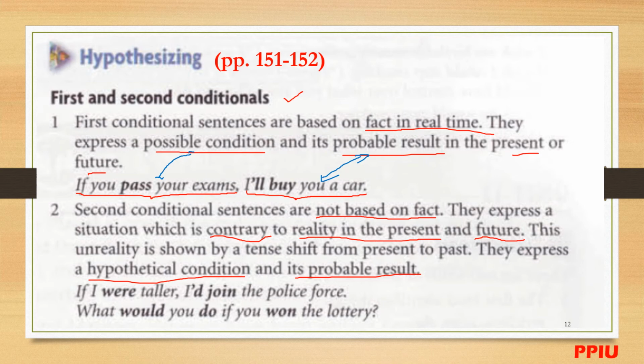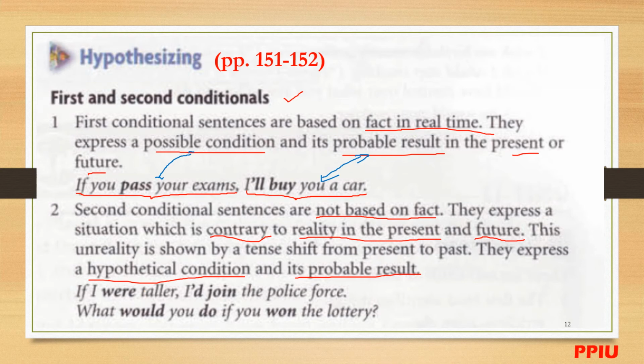All right? So let's see the example here. If I were taller, I'd join the police force. If I were taller, I'd join the police force. When I use it like this, whether the speaker is tall or a short person, it's not true. We can say it's contrary to reality in the present or future, and not based on facts. It's just the condition. It's just the dream, right?